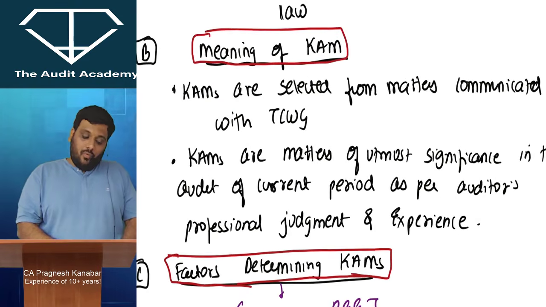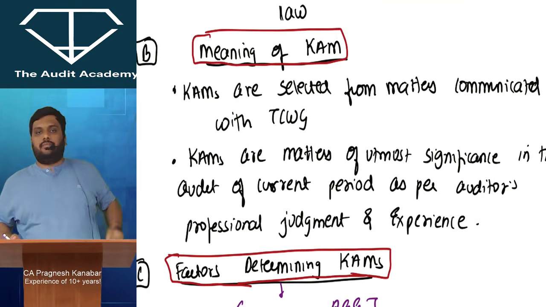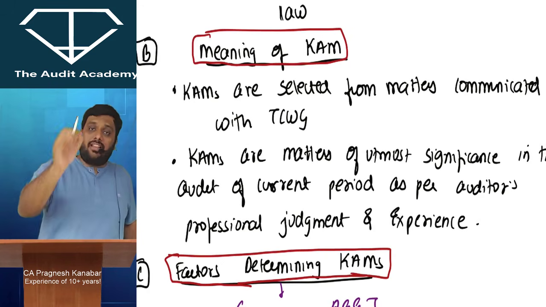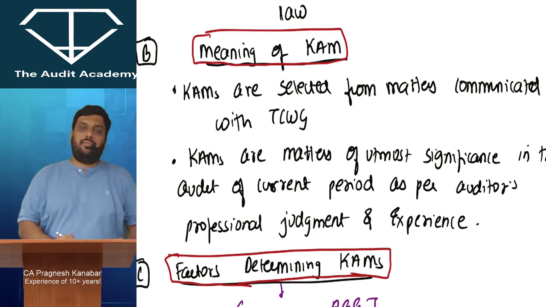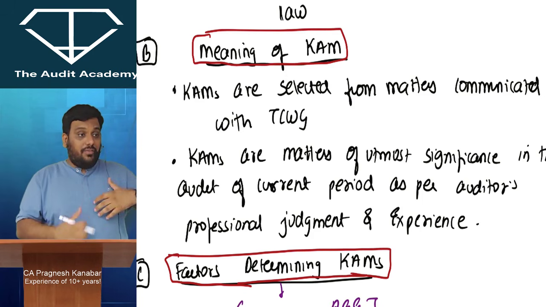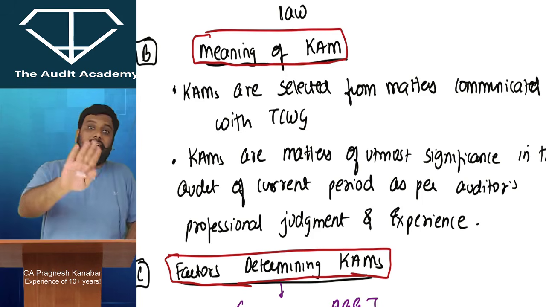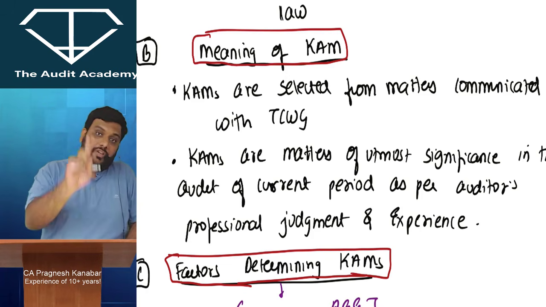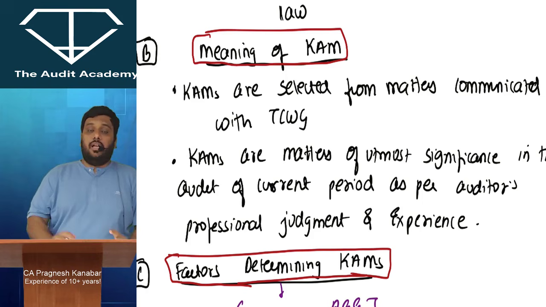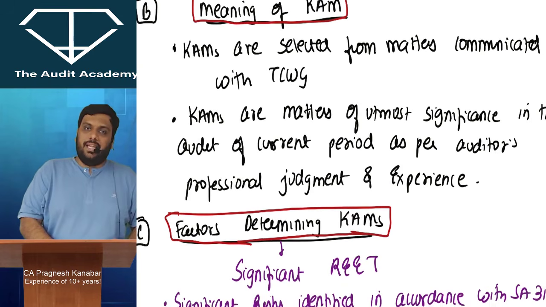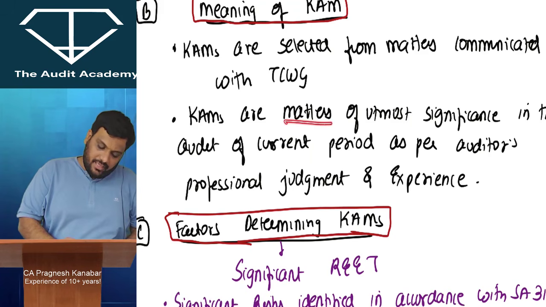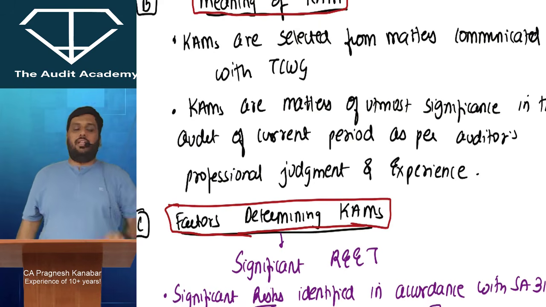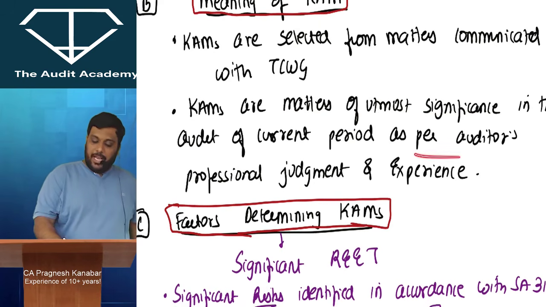Now, what exactly is key audit matter? Key audit matters, first of all, are the matters selected from matters communicated with those charged with governance. Imagine a listed entity. In that we have board of directors, audit committee and so on. Whatever matters you have communicated to the board of directors and audit committee, from those matters only you can select the key audit matters. And the most important line for key audit matters, you can never forget this: key audit matters are matters of utmost significance in the audit of financial statements of the current period as per auditor's professional judgment.